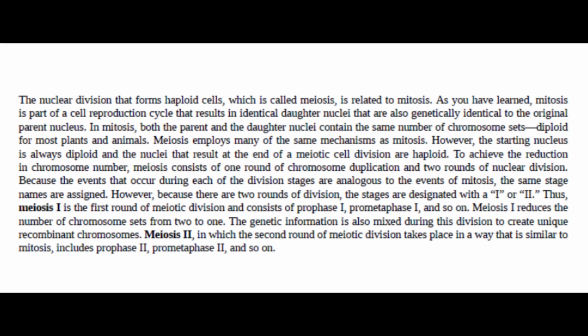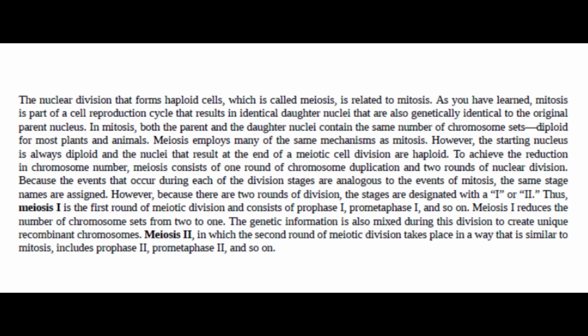Because the events that occur during each of the division stages are analogous to the events of mitosis, the same stage names are assigned. However, because there are two rounds of division, the stages are designated with a 1 or 2. Thus, Meiosis I is the first round of meiotic division and consists of prophase I, prometaphase I, and so on.